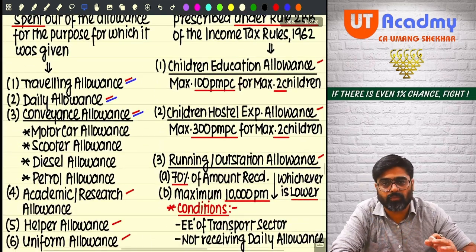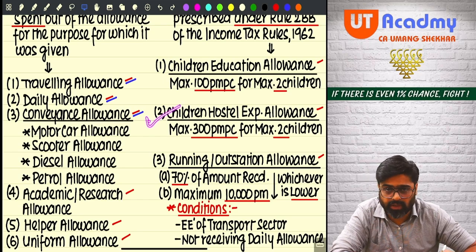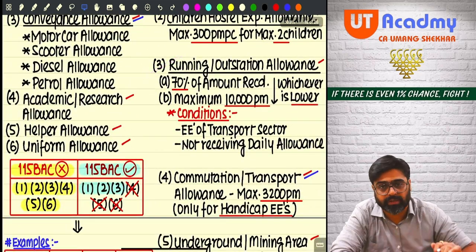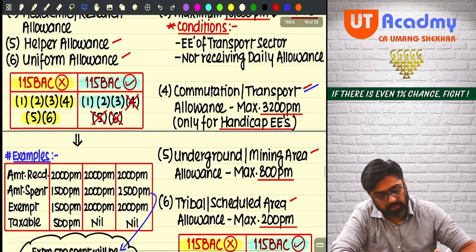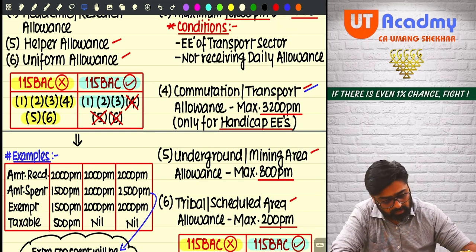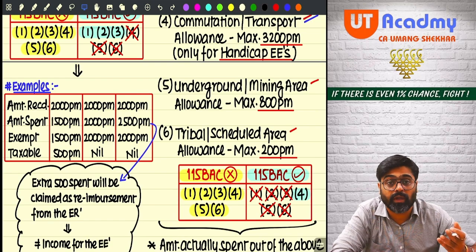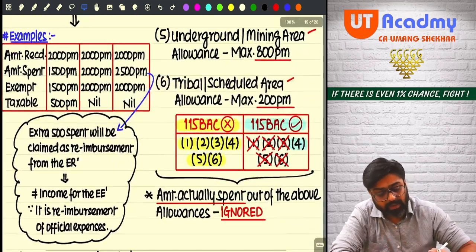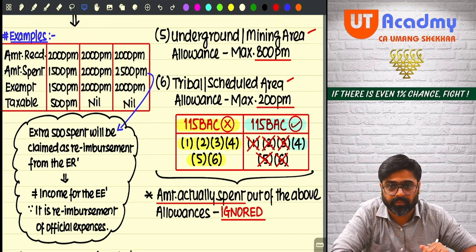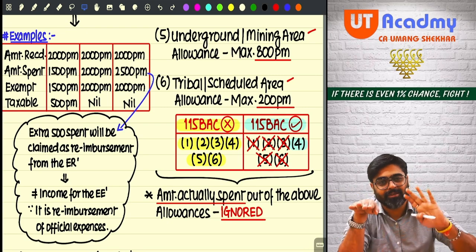Now, there are six more allowances. One is children education allowance. Second is children hostel expenditure allowance. Third one is running allowance, sometimes also known as outstation allowance. Next one is commutation allowance, also known as transportation allowance. Then there is underground area allowance, also known as mining area allowance. And one is tribal area allowance, also known as scheduled area allowance.